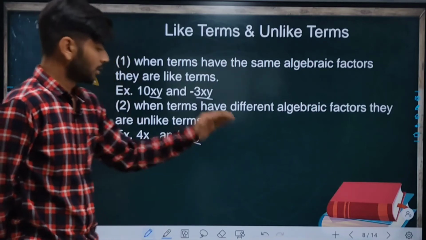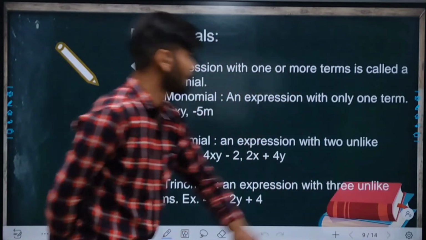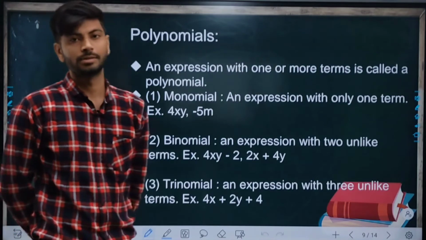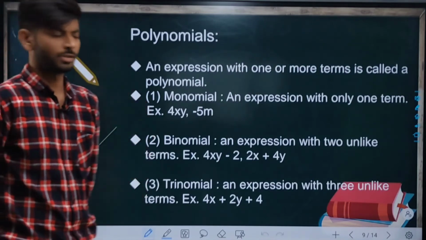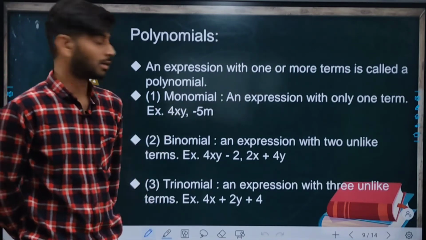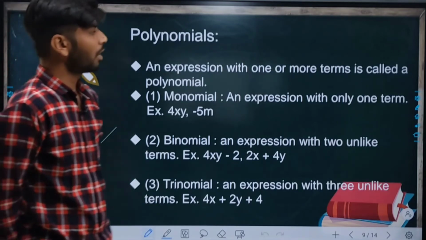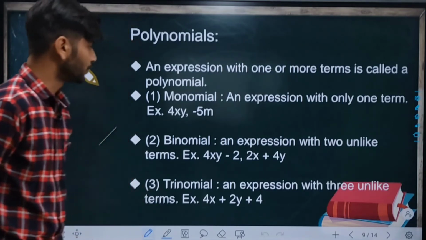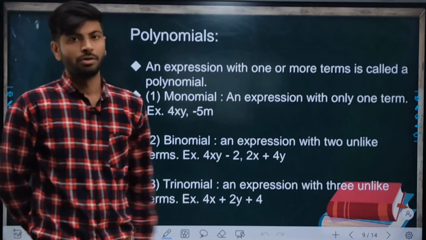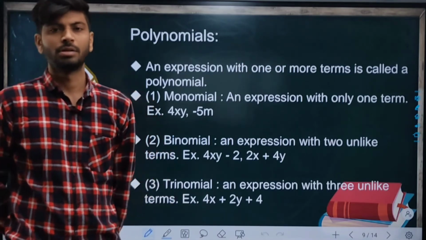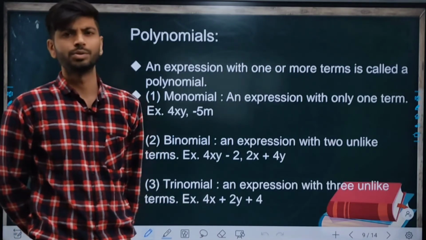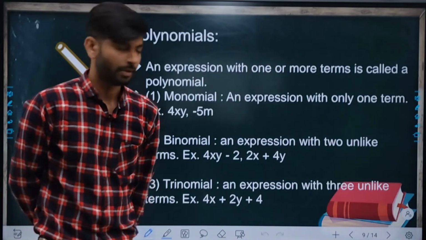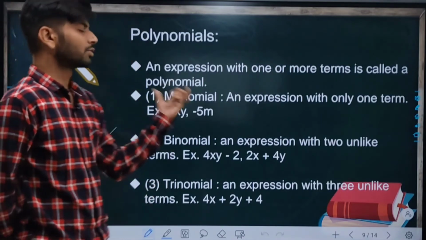Now let's see the next topic, polynomials. What is a polynomial? First of all, let's see its definition. An expression with one or more terms is called a polynomial. You can see the expressions which have one or two or three or many more terms are called polynomials.